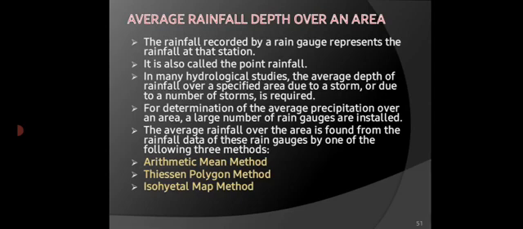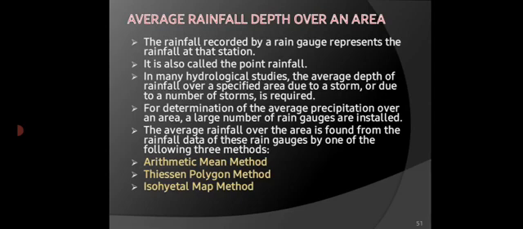The rainfall recorded by a rain gauge represents the rainfall at that particular station, right? And that value of rainfall at a particular station or rain gauge is known as point rainfall. In many hydrological studies, the average depth of rainfall over a specified area due to a storm or a number of storms is required.